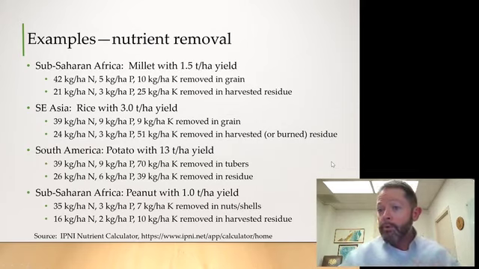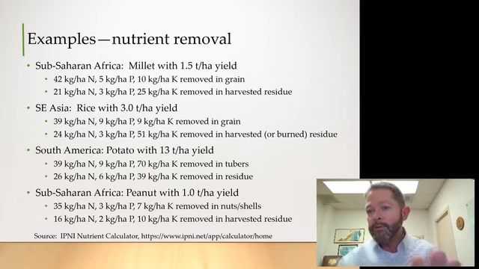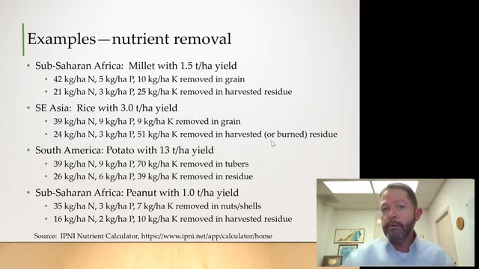So perhaps the numbers themselves are not terribly important, but I want you to please remember that when we harvest that crop, we are mining these nutrients. And if we don't replace them one way or the other, then we are depleting the soils of their fertility.